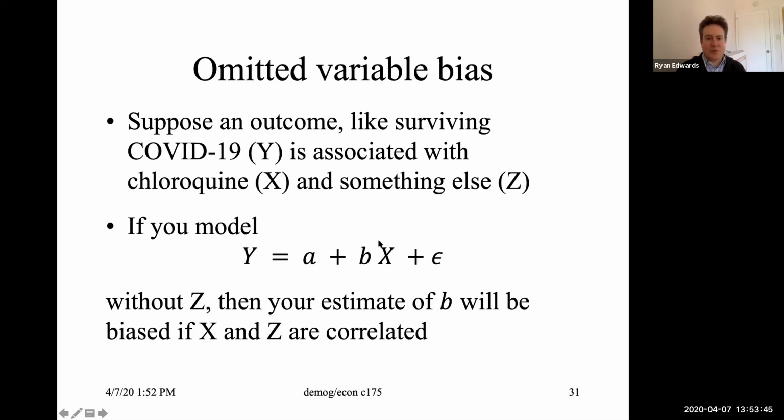Suppose it's associated with chloroquine, the X variable, but suppose it's also associated with something else. Well, if Z and X are correlated, and there are many worlds in which that could be true, then just comparing, or formally running a model if you like, those who received this treatment to people who didn't doesn't reveal a ton because of this problem of omitted variable bias.